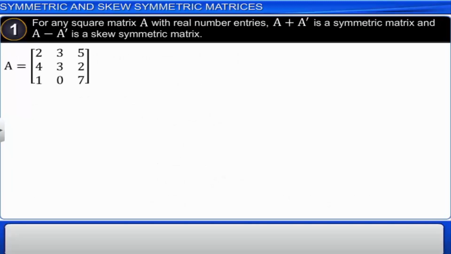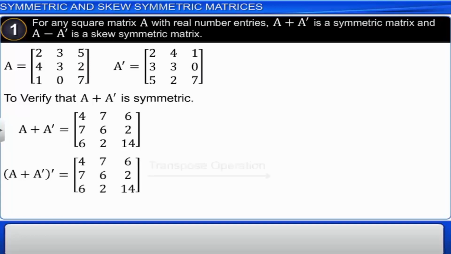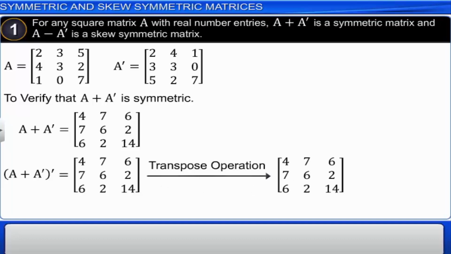Let's verify the theorem with an example by using matrix A as shown. The transpose of A is also shown. First, let's verify whether A plus A transpose is a symmetric matrix. The matrix A plus A transpose is as shown. If we take the transpose of this matrix, we find this equal to the matrix A plus A transpose, which verifies the first part of the theorem.